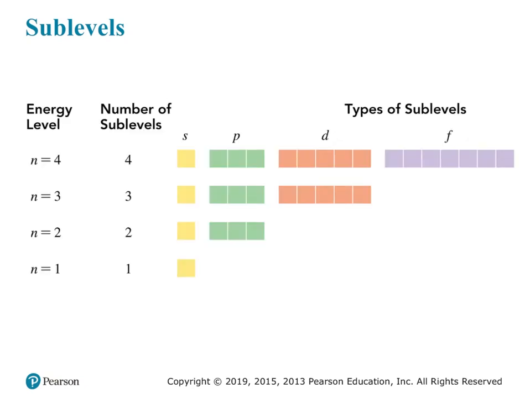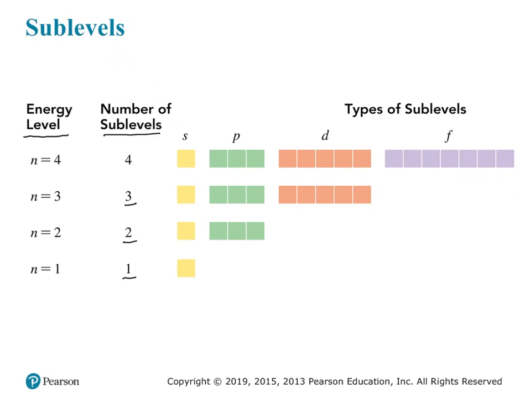Okay, so here's a chart that I really like. This shows the energy level for an electron. So maybe it's in energy level 1 or 2 or 3, etc. And then remember the number of sublevels is equal to the energy level. So in energy level 1, we have one sublevel. In energy level 2, we have 2. And in energy level 3, we have 3, etc.